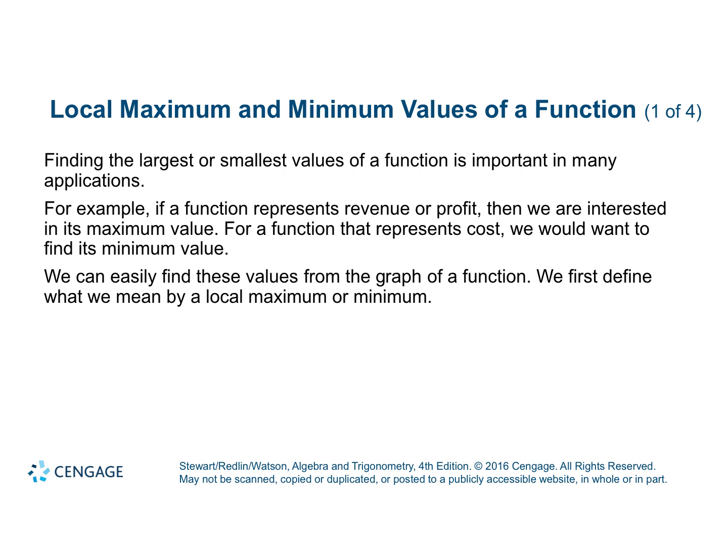and we would want to find its minimum value. We can easily find these values from a graph of a function. We first define what we mean by local minimum and local maximum. What does that mean? If you have a graph, your local maximum is going to be the highest point of that graph that you can graph. So in this case, it would be this. And the local minimum would be this, because it's that furthest down point.